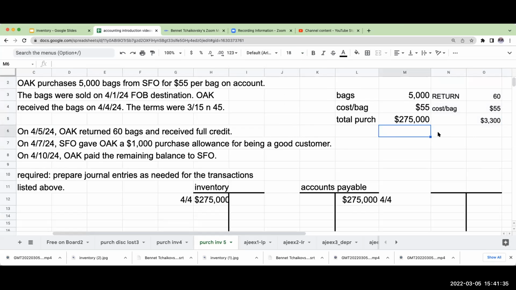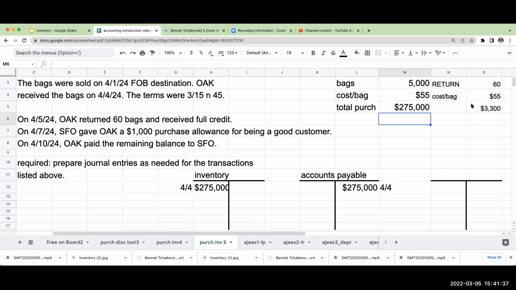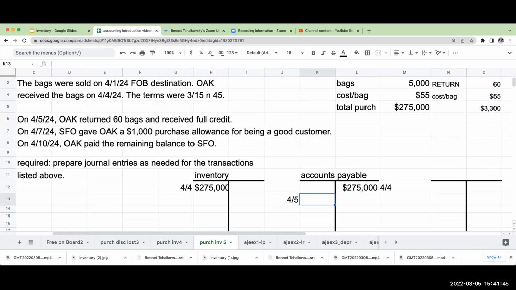The way I'm going to record this is how? Well, if I'm returning items, I'm no longer going to owe them that money. So on 4/5, I'm going to debit accounts payable for $3,300. But at the same time, I gave the items back. So under inventory, I'm also going to credit inventory for the purchase return.